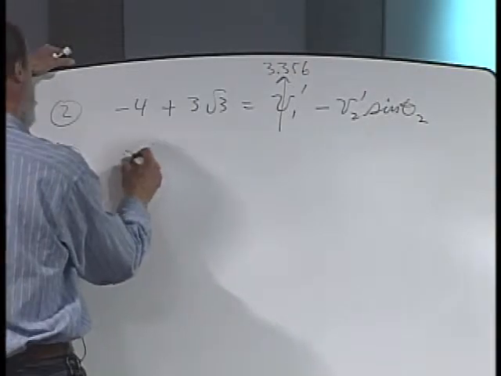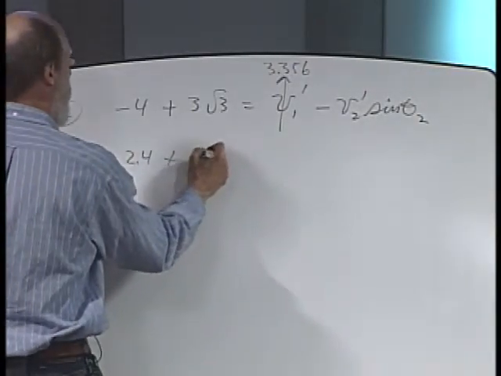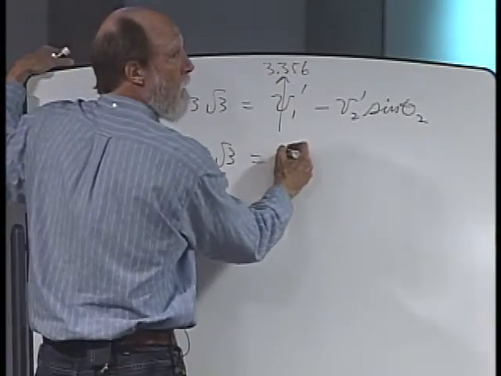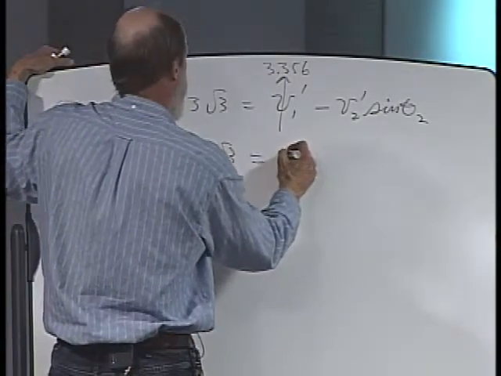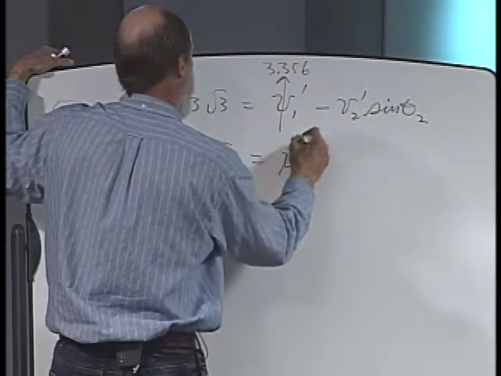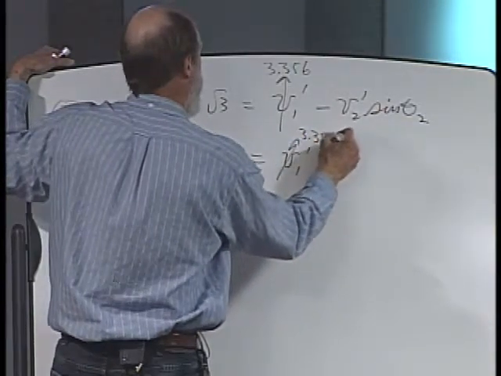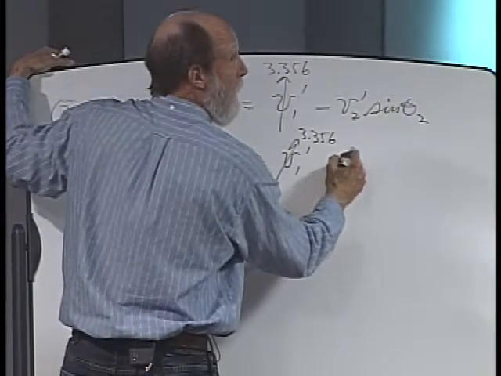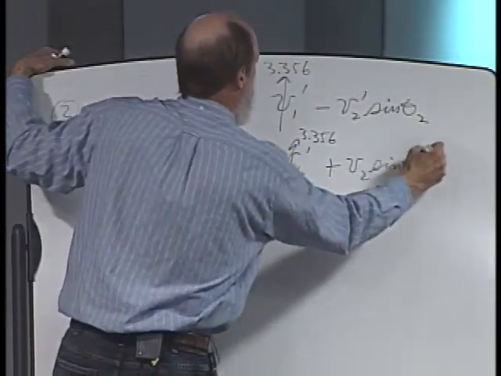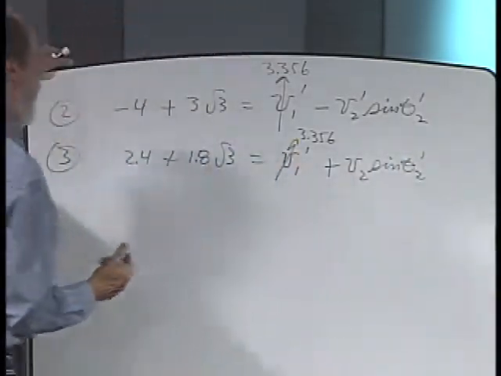And then if I rewrite equation 3, by kicking the denominator over to the other side, we have that 2.4 plus 1.8 square root of 3 equals that v1 prime again, which is 3.356 plus v2 prime sine theta 2 prime on both of those.